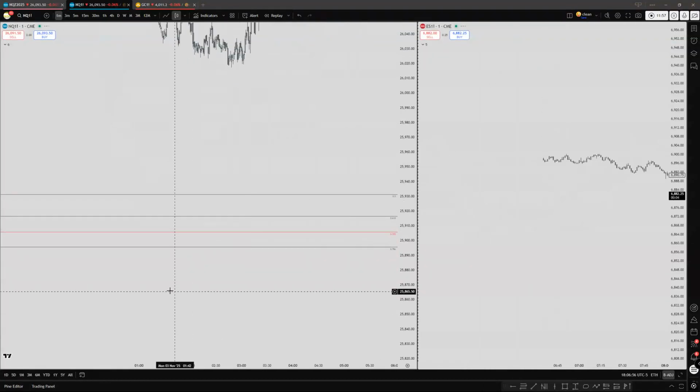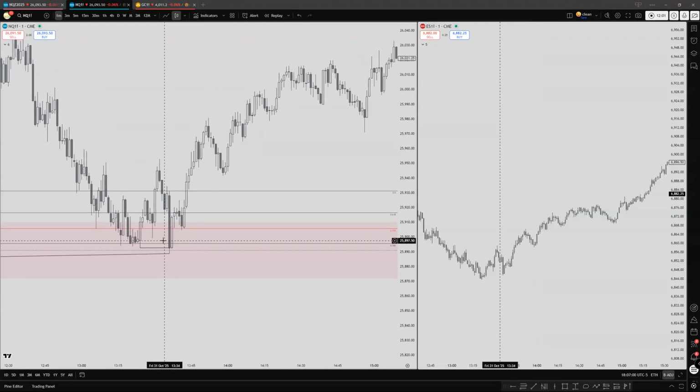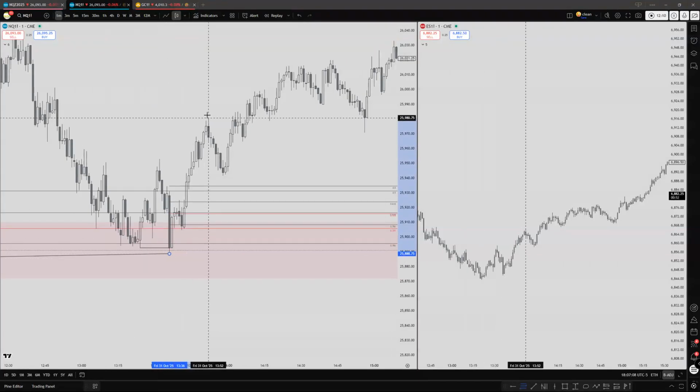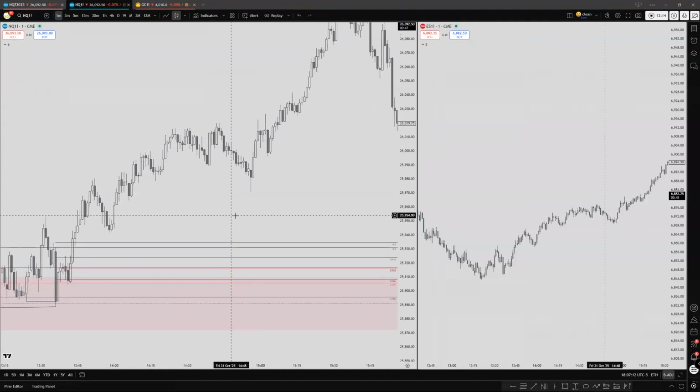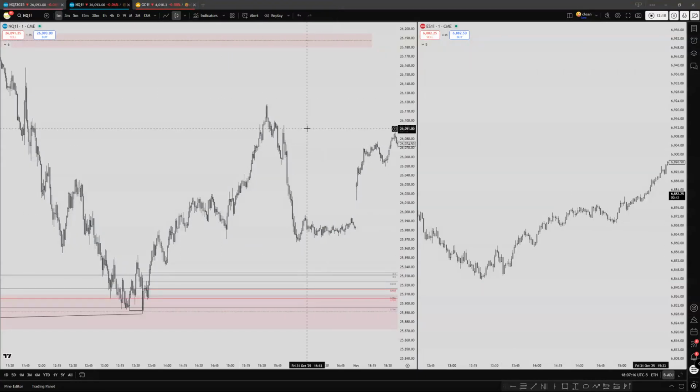But 3-minute wasn't very clear. So dropping down to the 1-minute, this was our sweep, SMT low. So this low should not be tagged. And if we mark out OTE, we can see that price goes on without us, right? So in this case, we wouldn't have a trade. And here, price just runs.